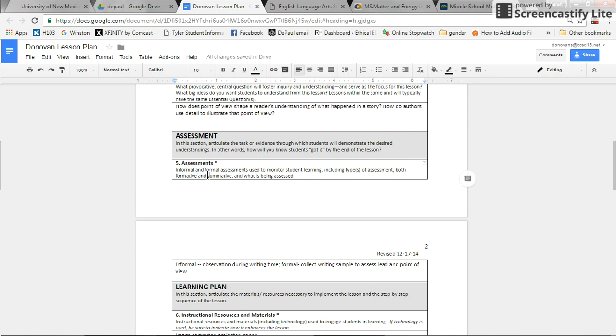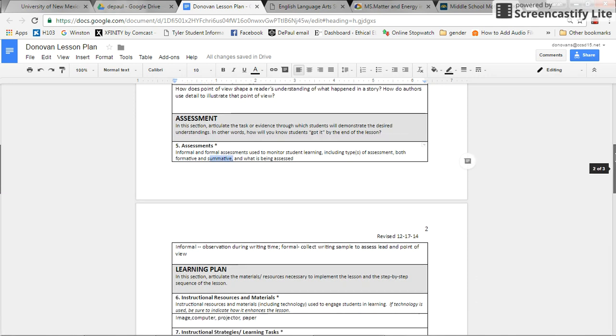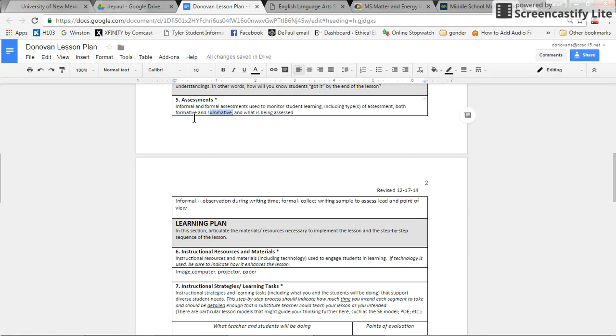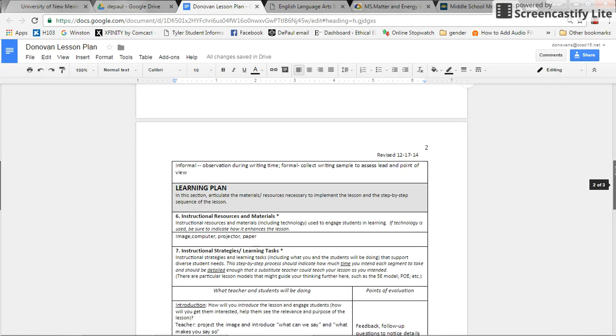A summative assessment might be something that you give at the end of a unit or a high-stakes test. So I don't use very many summative assessments in my work. I mostly use formative assessment because I'm always trying to figure out what students know and then how I can adjust my teaching better.